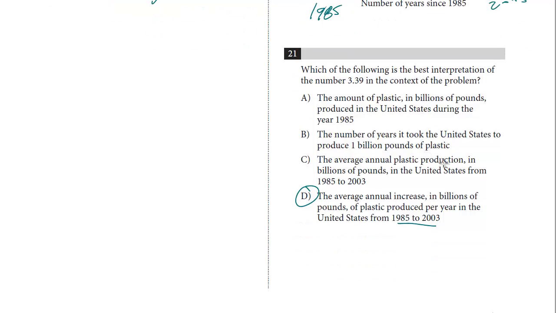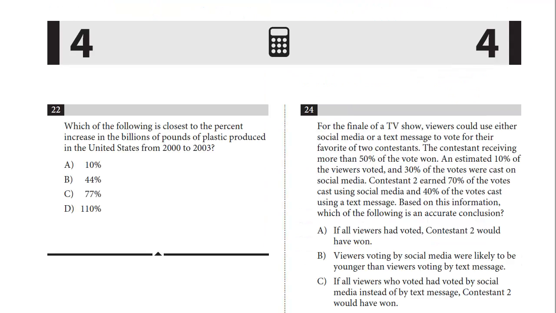This, again, is a two-part question. 22. Which of the following is the closest to the percent increase in billions of pounds of plastic produced in the U.S. from 2000 to 2003? Now, you want to be careful. This question does appear, percent increase or decrease. Let me just give you a little bit of an overview. It could be a graph question like we have here.